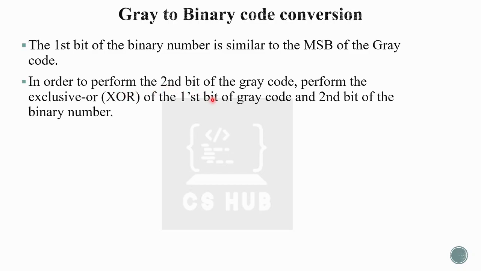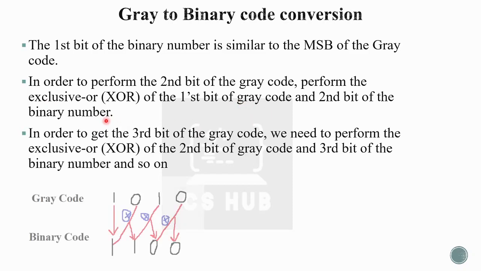In order to get the second bit of binary, perform the XOR of the first bit of binary and the second bit of gray. I will explain with an example. Our code is 1010. Then the first bit of our binary code is the same as the first bit of gray code. This one is transferred to here. Then, in order to get the second bit, we have to find the XOR of the first bit of binary code and the second bit of gray code.